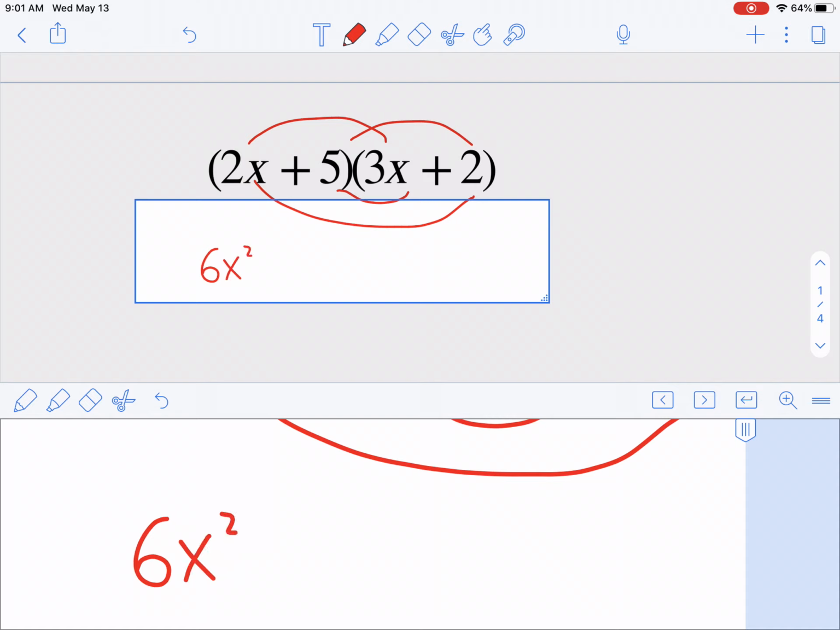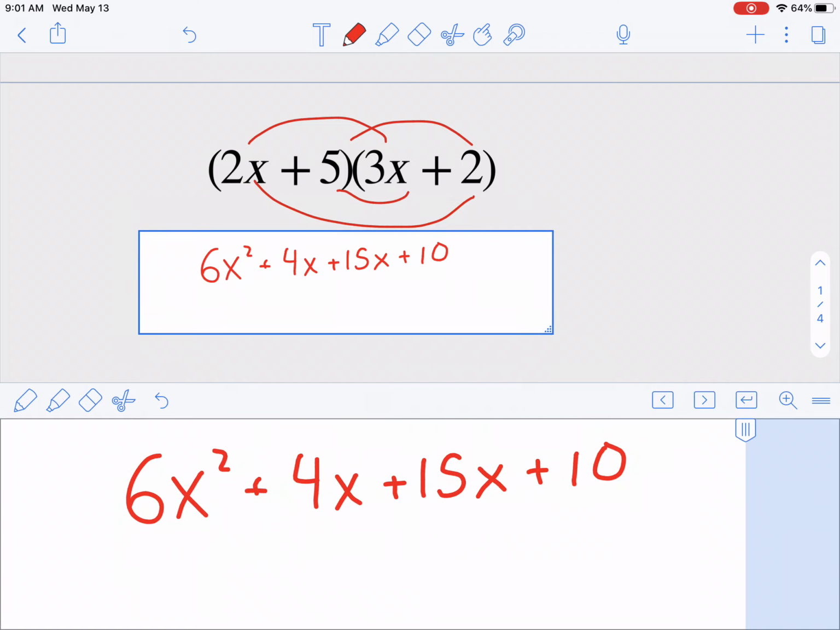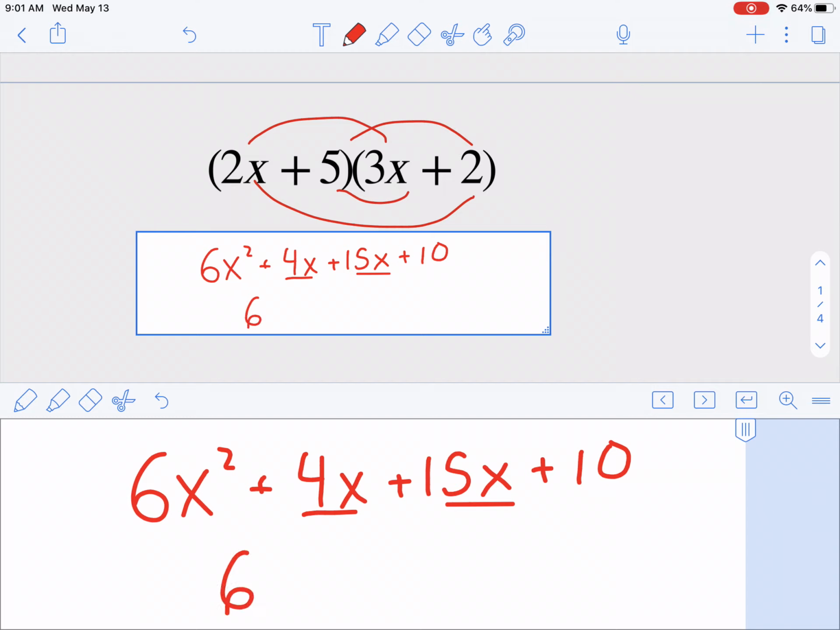2x times 3x is 6x squared, and then you've got your 2x times 2 is 4x, and then you've got your 5 times 3x, which is your 15x, and then 5 times 2 is 10. And then remember these two terms here in the middle, you add together and you get your final answer of 6x squared plus 19x plus 10 is your final answer.